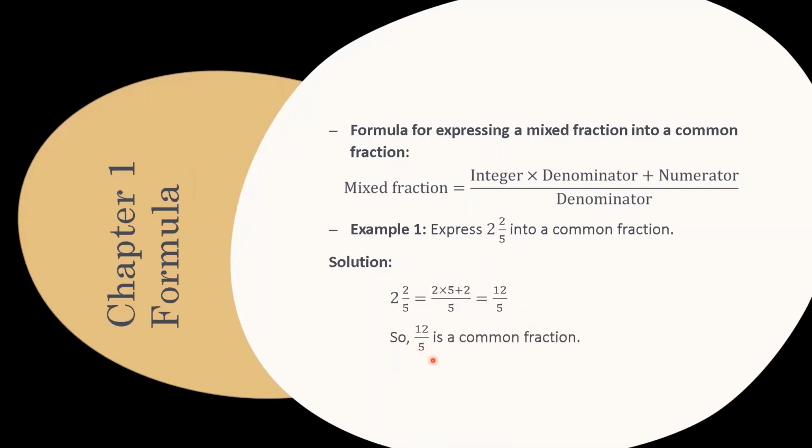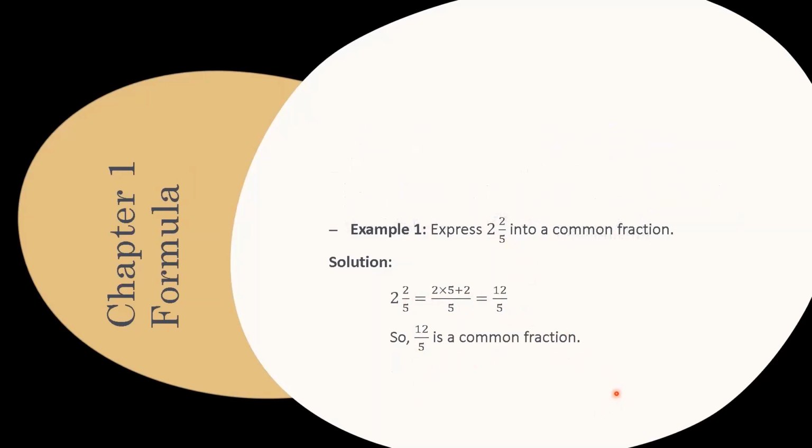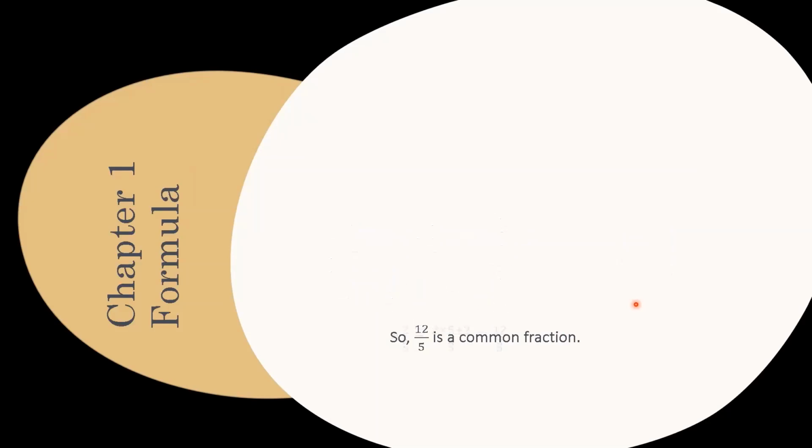So my dear students, 12 divided by 5 is a common fraction. So this is the formula: mixed fraction equals what? Example 1, express 2 whole 2 divided by 5 as a common fraction. And this is the solution, and 12 divided by 5 is a common fraction.